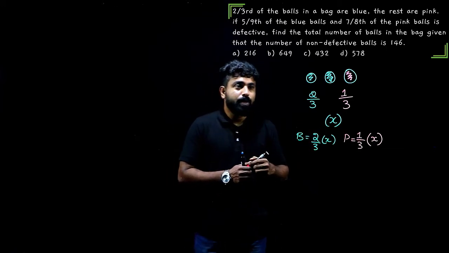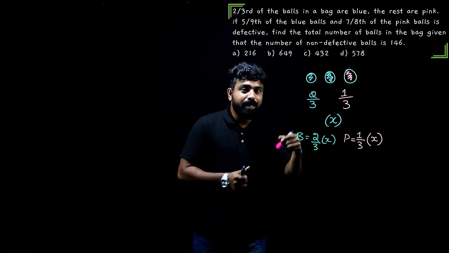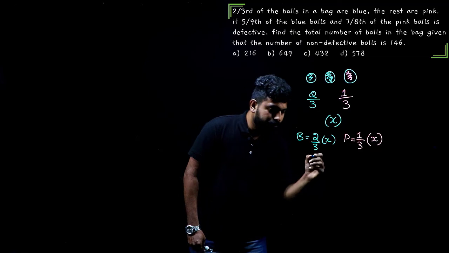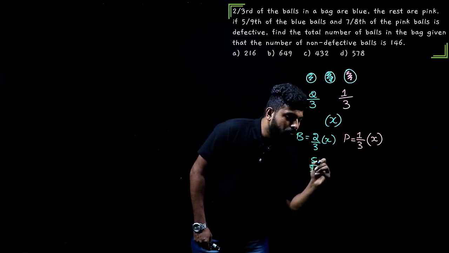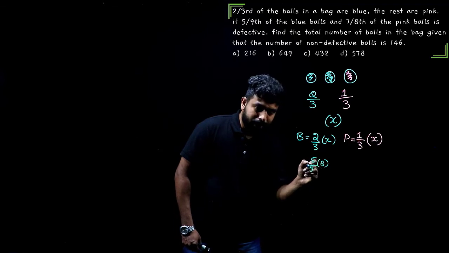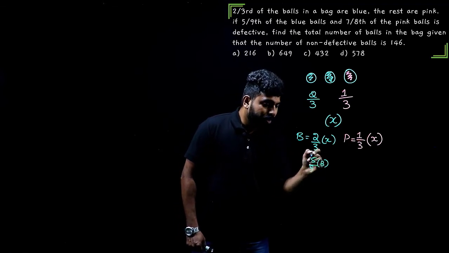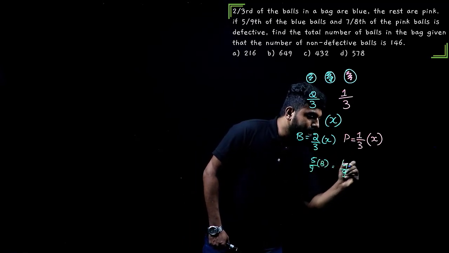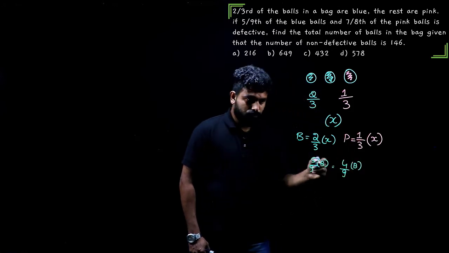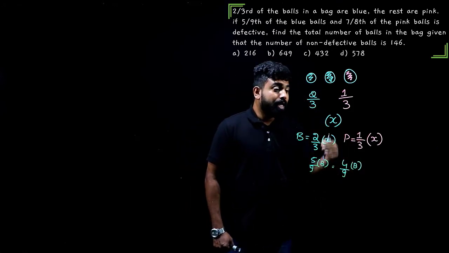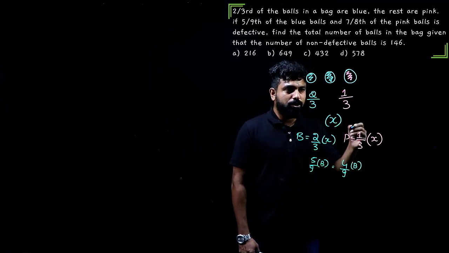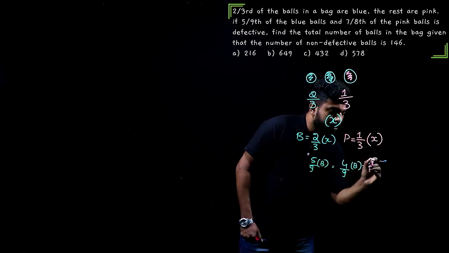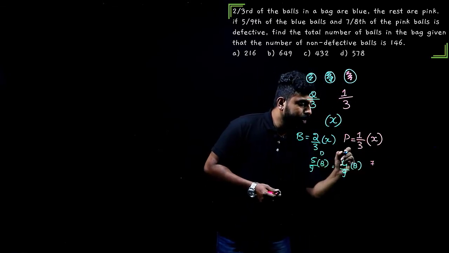So, how to do that? If 5/9 of the blue balls are defective, what will be non-defective balls here? Total 9, out of which 5 are defective. So what will be non-defective? Non-defective will be 4/9 of the total number of blue balls. Similarly, when it comes to pink, 7/8 of the pink balls are defective. So if 7/8 are defective, this will be defective, this will be non-defective.